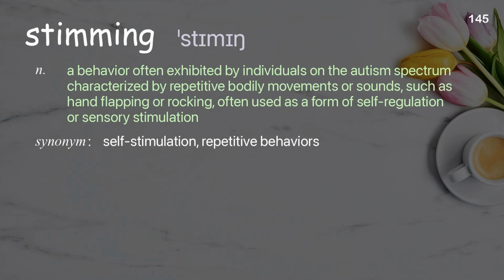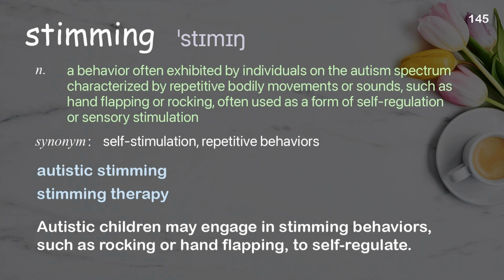Stimming. A behavior often exhibited by individuals on the autism spectrum characterized by repetitive bodily movements or sounds, such as hand flapping or rocking, often used as a form of self-regulation or sensory stimulation. Examples: Autistic stimming, stimming therapy. Autistic children may engage in stimming behaviors, such as rocking or hand flapping, to self-regulate.